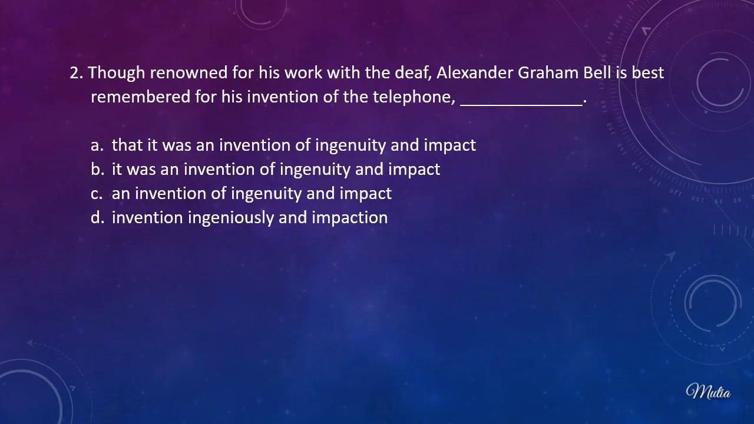Let's check the answer. A. That it was an invention of ingenuity and impact. This is incorrect because this is a kind of clause that is subject and verb. B. It was an invention of ingenuity and impact. This is also incorrect because it is kind of clause. C. An invention of ingenuity and impact. The correct answer because this is a kind of noun phrase. D. Invention ingeniously and impaction. Incorrect because it is unstructured.